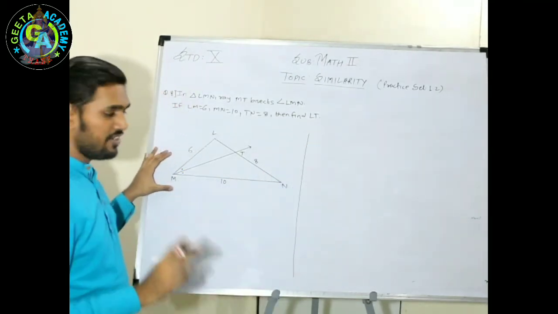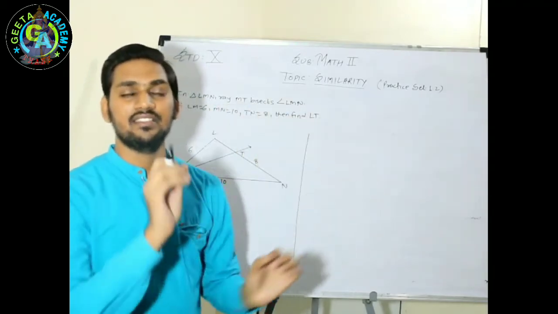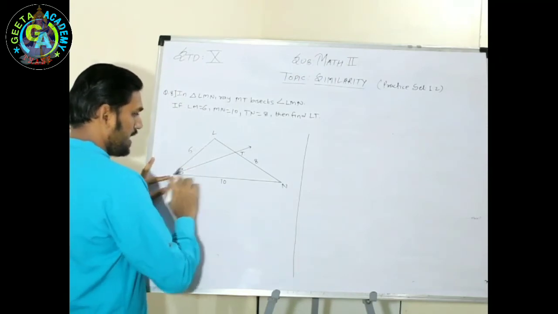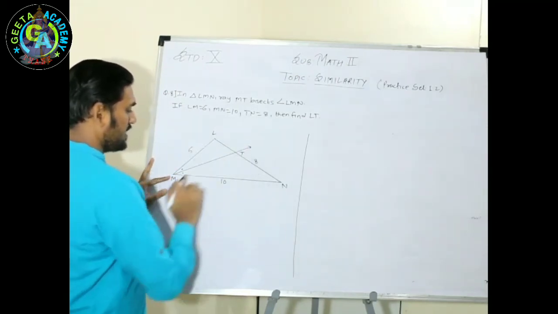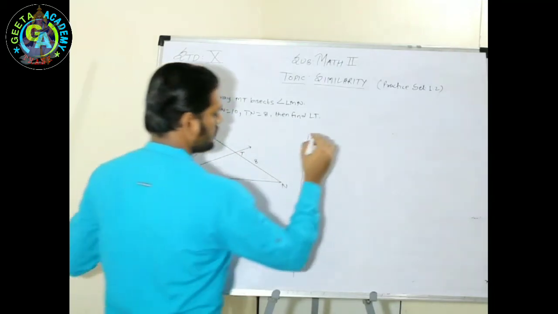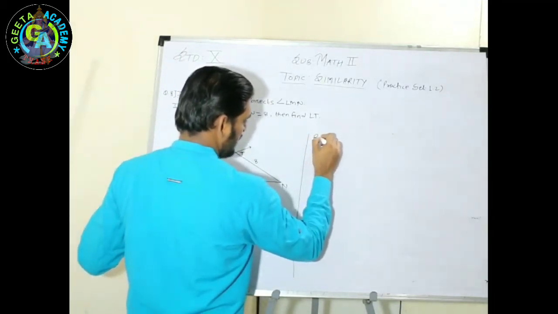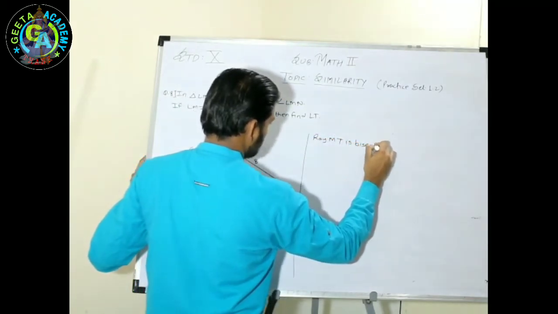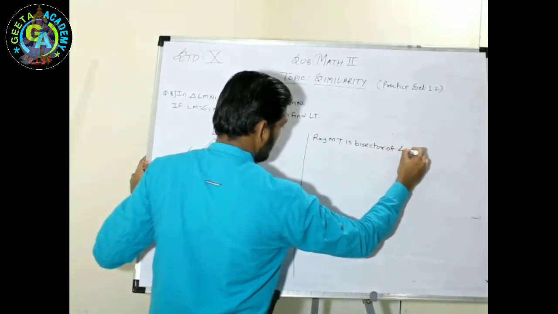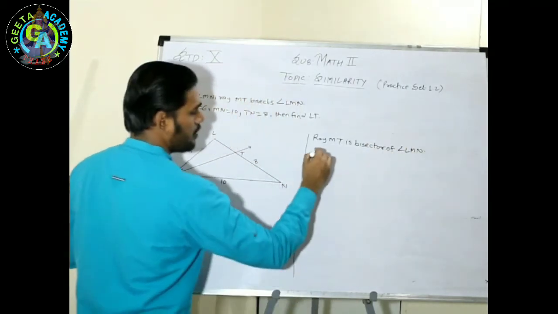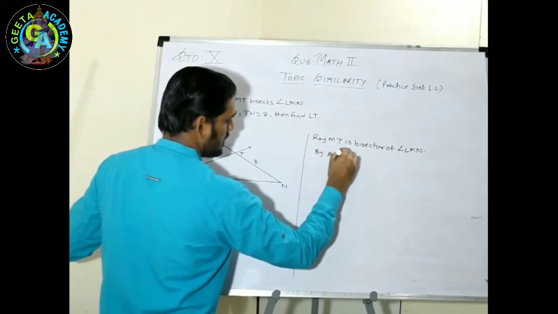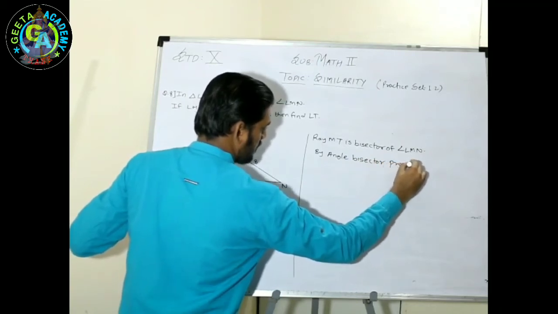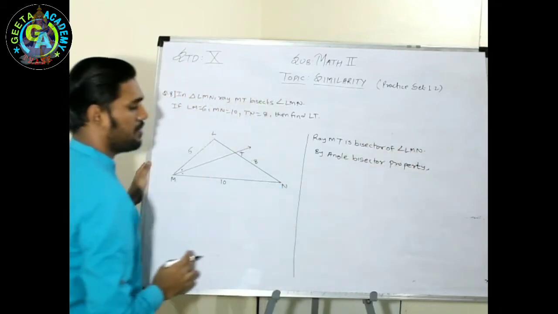So what we have to write first? First we have to write that statement which ray is the bisector of which angle. So where is the ray? Where is your bisector? Your bisector name is here MT. Your ray MT is bisecting which angle? LMN. So we'll write ray MT is bisector of angle LMN. Now we have to apply angle bisector property.